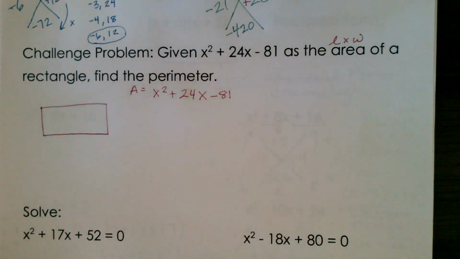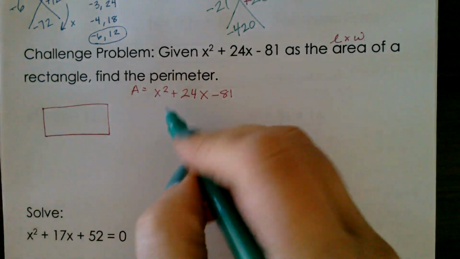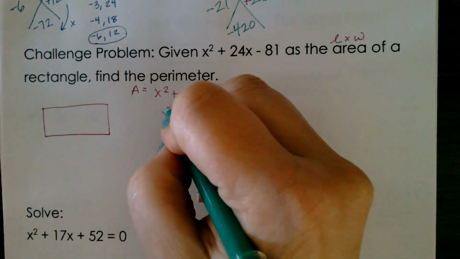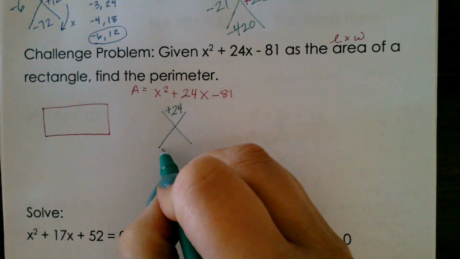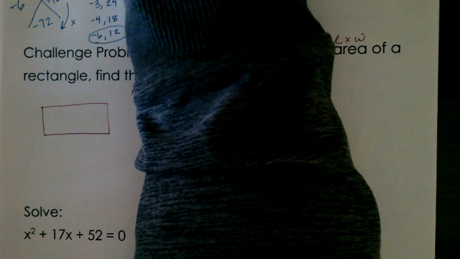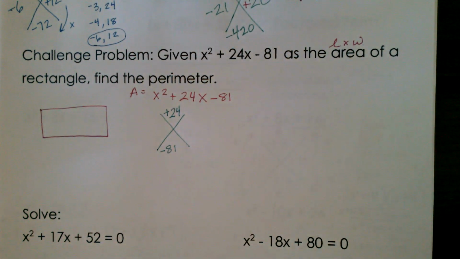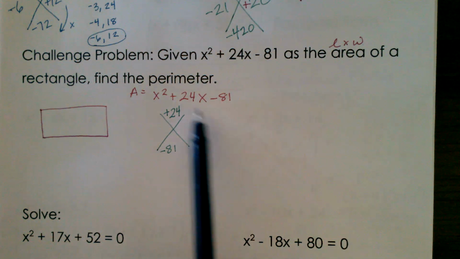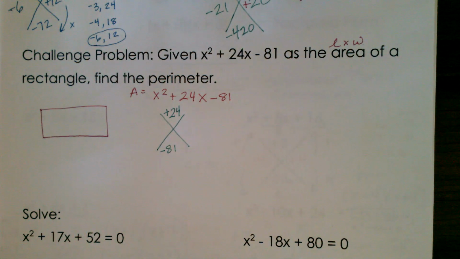So to find the dimensions, I need to know what did I multiply together? Well, I need to factor. I need two numbers that add to 24, but multiply to negative 81. I'm curious about that. I admit I had to pause the video because I thought for sure I had a typo, because off the top of my head, I am unaware of numbers that add to 24 but multiply to 81.